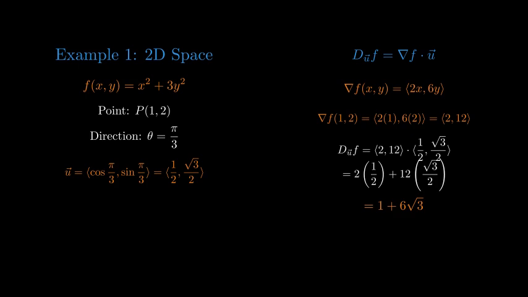Let us consider a second example in 3-dimensional space. Suppose we have a function of 3 variables, g of x, y, z, defined as x times y squared times z cubed. We want to find its directional derivative at the point 1, 1, 1, in the direction of the vector pointing from that point toward 2, 3, 2.